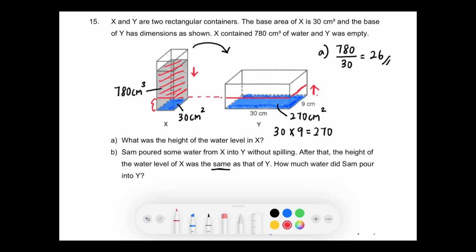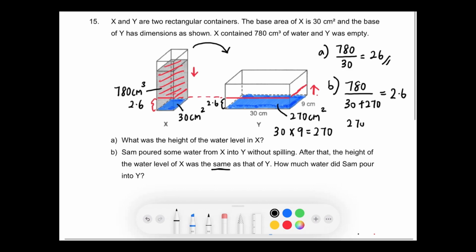So to find out the height, we can just simply take 780 divided by the combined base area. So that will be 30 plus 270. And if you were to use a calculator to work it out, you will get 2.6 centimeters. So the height of the water level in both containers is 2.6 centimeters. The question is, how much water did Sam pour into Y? So with the height found, we can actually find the volume of the water in container Y by simply taking the base area 270 multiplied by the height of the water 2.6, and you should get 702 cubic centimeters as your answer.